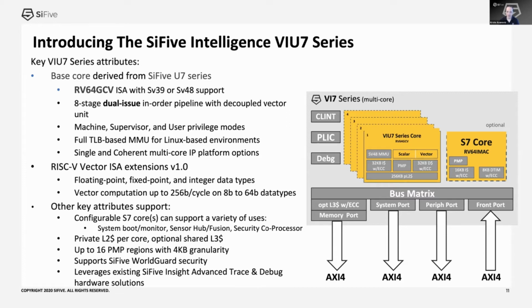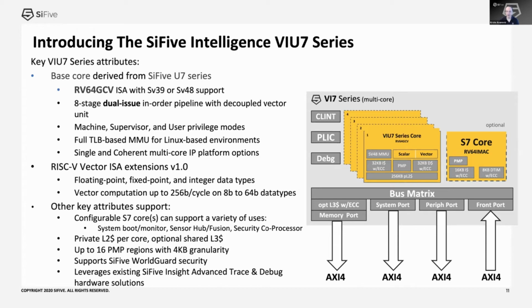So we have machine, supervisor, and user privilege modes with a TLB to run Linux. And we can also put these cores in a single or multi-core coherent platform. We support the full vector extension for RISC-V version 1.0. It's almost finished, and we're basically up to date with the current spec, and that's not expected to change. We will track that.